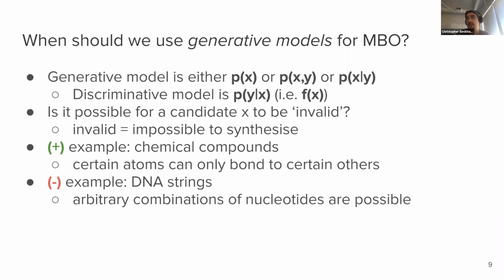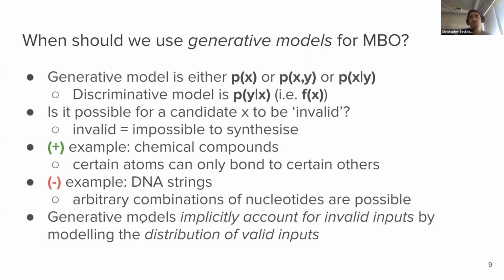So maybe in this case we don't really have this notion of there being an invalid candidate. I guess it really depends on what semantic meaning you assign to F of X. But just for the sake of this example, I'll say this is a negative example. So a generative model is very important for chemical compounds, but maybe for DNA strings it's not so important. Still, I do think generative modeling is the way to go, because it's very easy to modify a generative model to be semi-supervised and to use unlabeled data. But I just want to make this distinction.